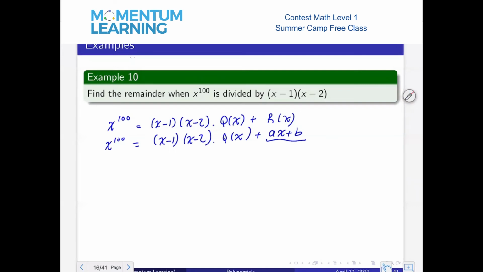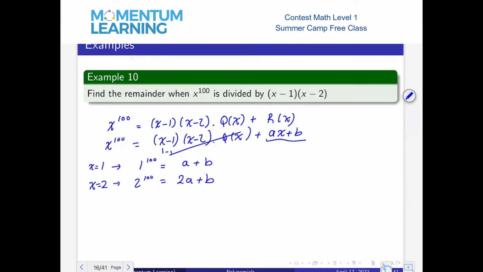So one value that will get rid of this product here is when x is equal to 1, right? So when x is equal to 1, I get that 1 to the 100 is equal to, this one is 0 now, because 1 minus 1 is 0, this is gone, a plus b. And when x is 2, we get 2 to the 100 is equal to 2a plus b.